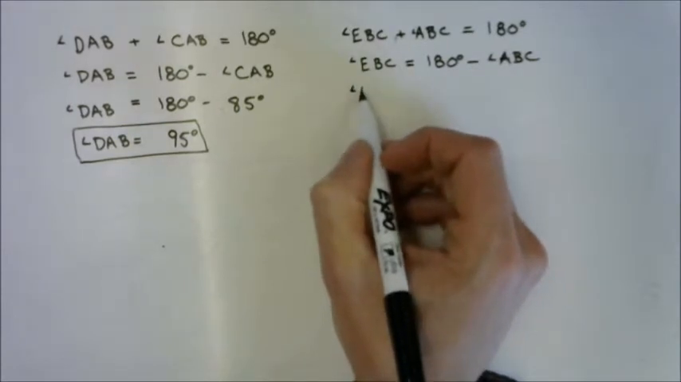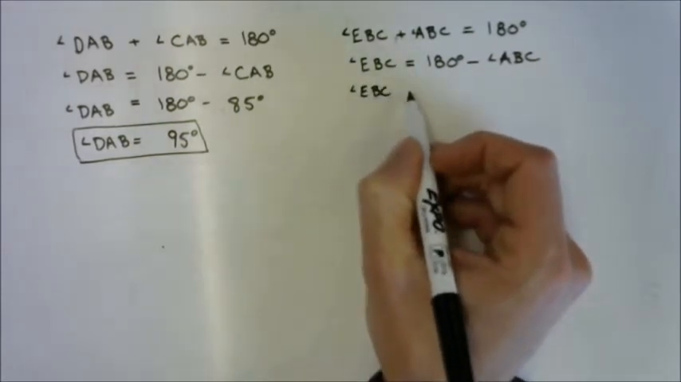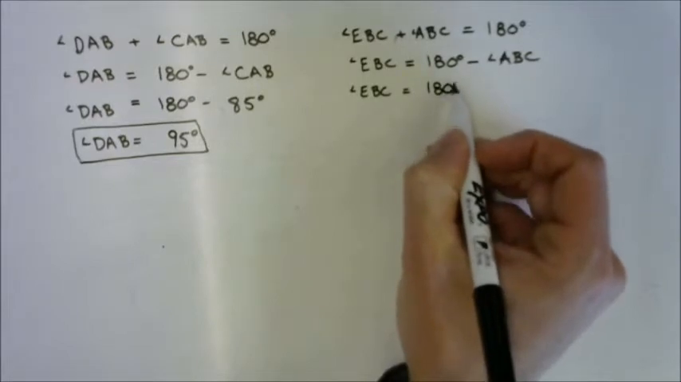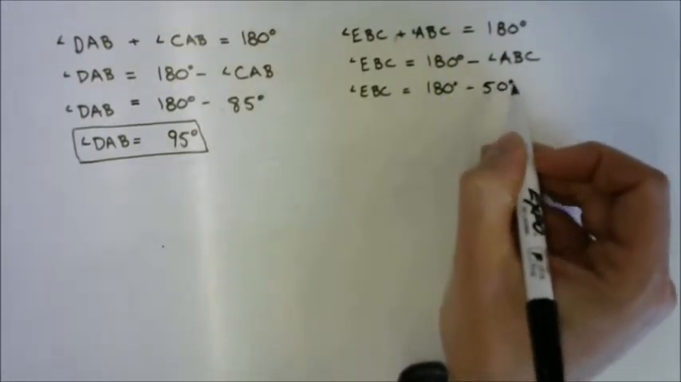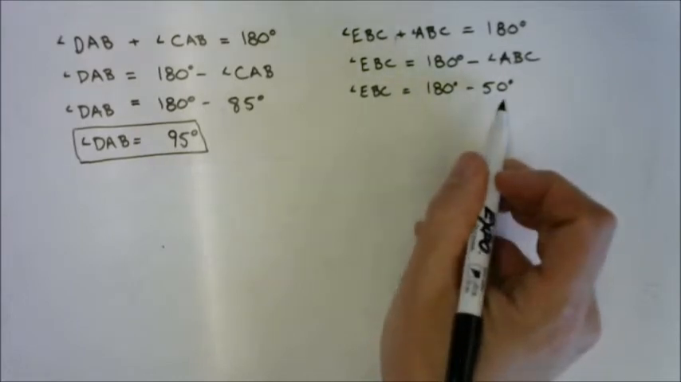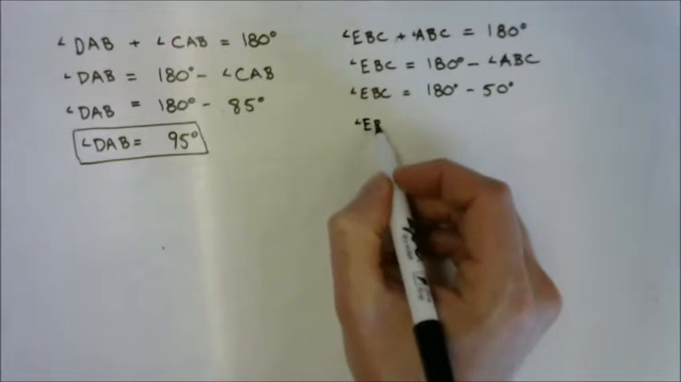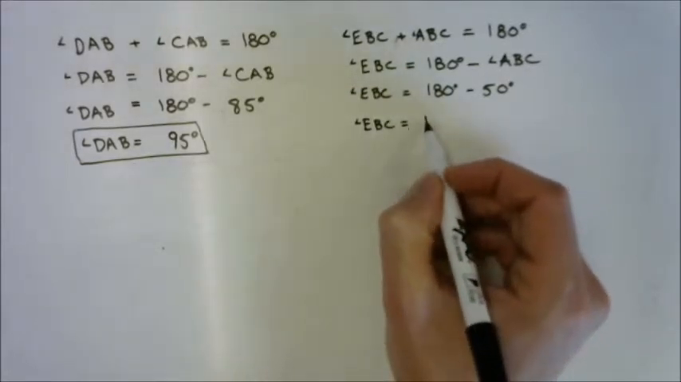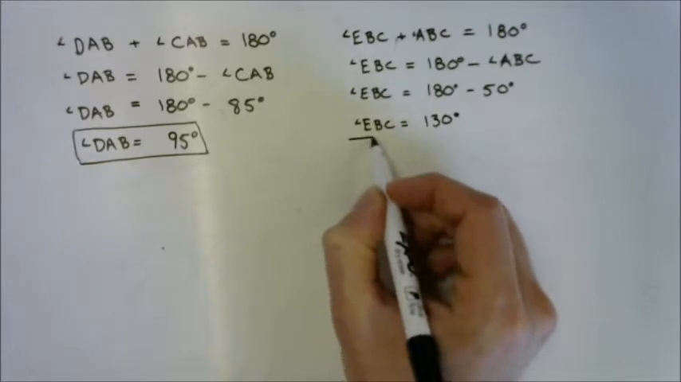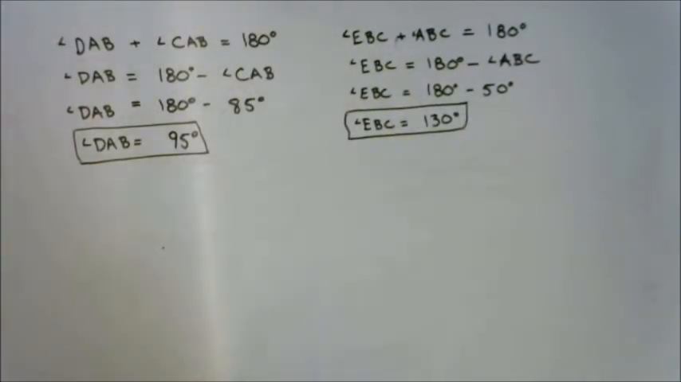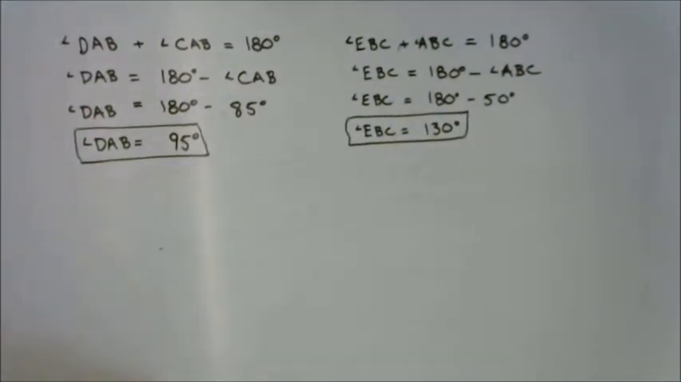Do I know the measure of angle ABC? 50 degrees. So angle EBC is going to equal 180 minus 50 degrees. And what is that? So EBC is 130 degrees. Put a box around that. That's one of your final answers. Have we completed the question? We found all the exterior angles? But we did not find the measure of FCA or ACF.